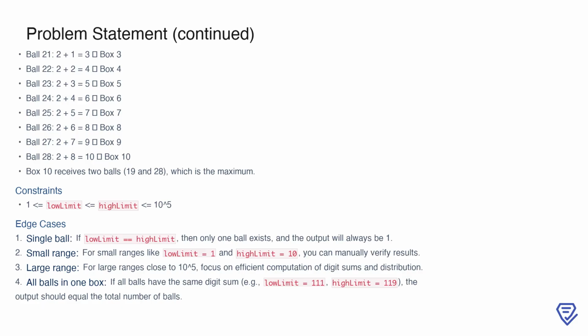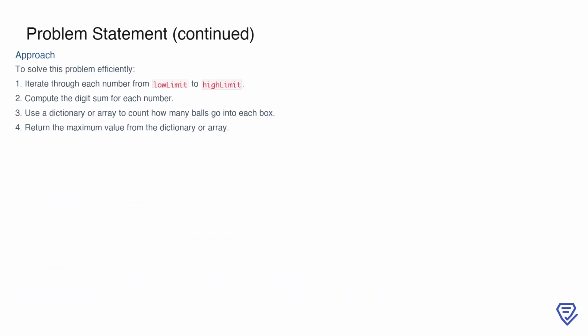This continues for the remaining balls in the range, with each being placed into its respective box based on the sum of its digits. To solve this problem efficiently, we can follow a systematic approach. First, iterate through each ball number from low limit to high limit. For each ball, calculate the sum of its digits to determine the corresponding box. Use a dictionary or an array to keep track of how many balls go into each box, incrementing the count for the appropriate box as you process each ball. Once all the balls have been distributed, find the maximum value in the dictionary or array, which represents the highest number of balls in any one box.